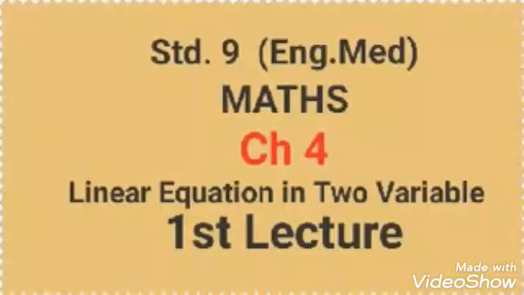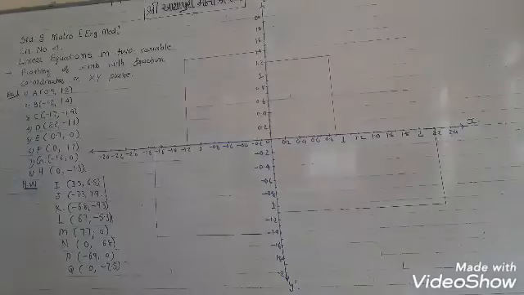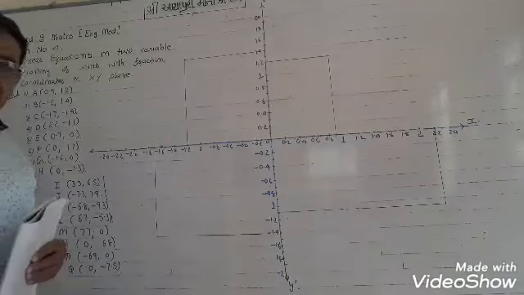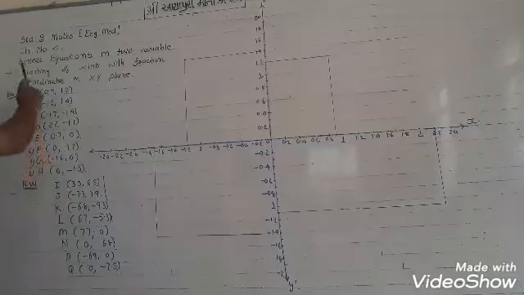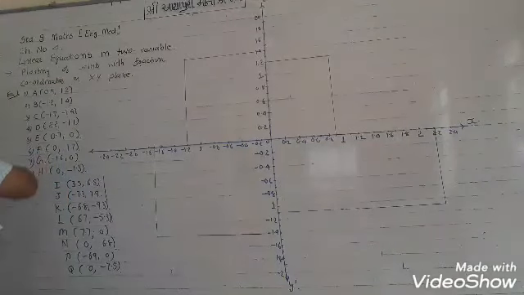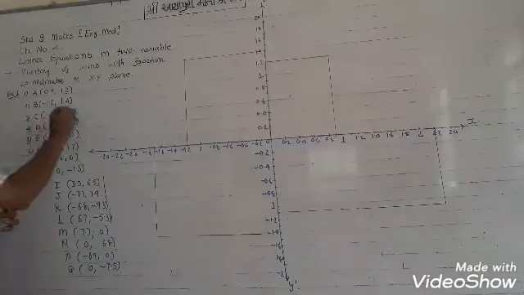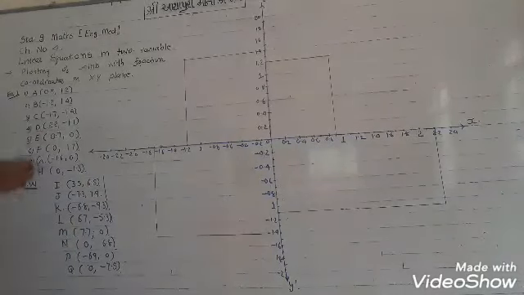Standard 9 English Medium Maths, Chapter 4, Linear Equations in 2 Variables, first lecture. Now, today we will start chapter number 4, Standard 9 Medium English Maths: Linear equations in 2 variables. Before it, we will see some revision of chapter number 3 because it is important.